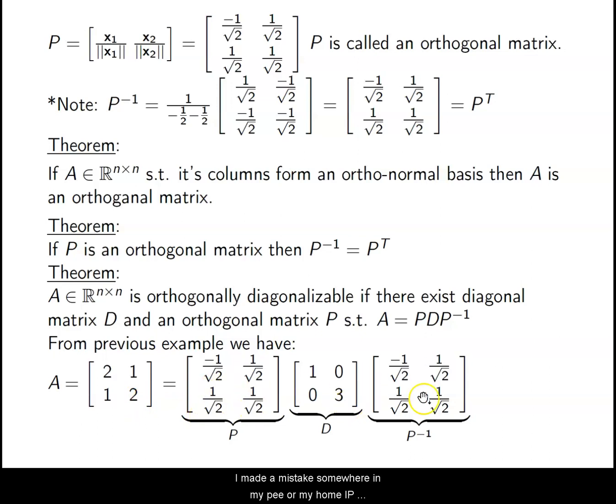So I made a mistake somewhere in my P or my P inverse, or you know, there's a small mistake somewhere where I need to go and fix that. So I can check if there's mistakes if I double check my work by multiplying these 3 matrices out in the correct order. Okay, so you can always check your work here. So make sure you guys take advantage of that.